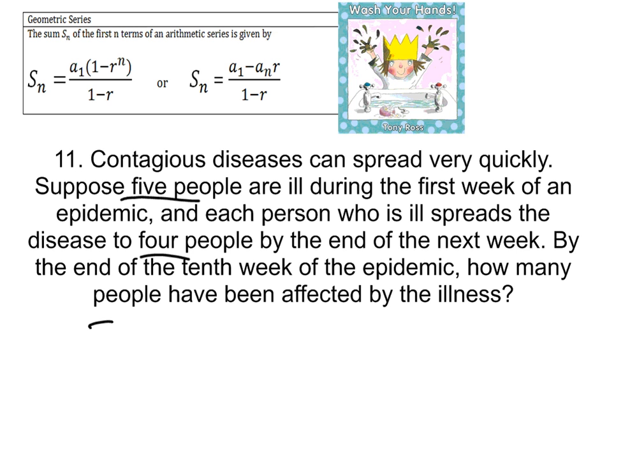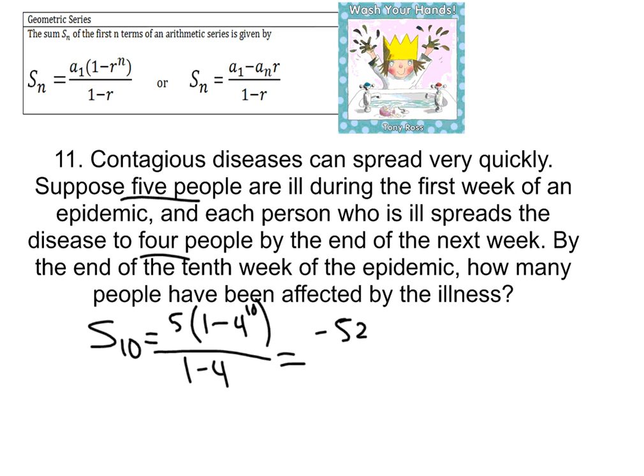So at the end of the 10th week, I'm looking for the sum of the sick people at 10 weeks. 5 people started with it. They spread it to 4 people over the course of 10 weeks. So my number of terms is 10. My common ratio is 4. So I'm going to take 1 minus 4 raised to the 10th times 5. So that gives me negative 5,242,875. Divide that by negative 3 because that's what 1 minus 4 is.